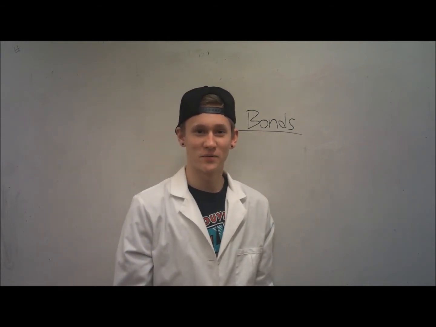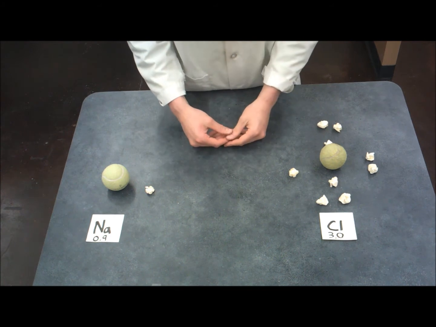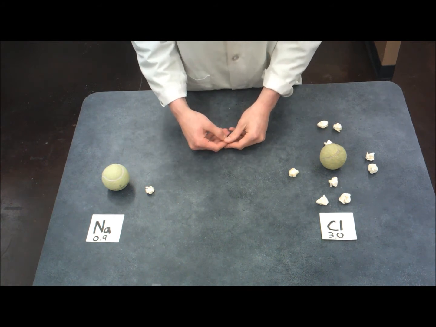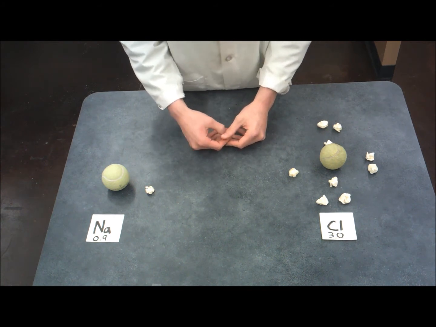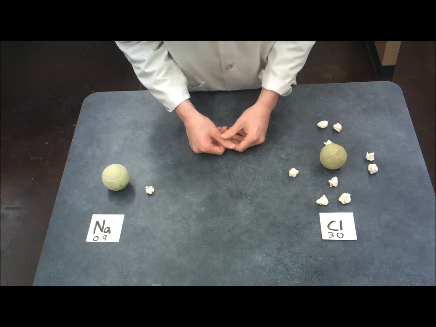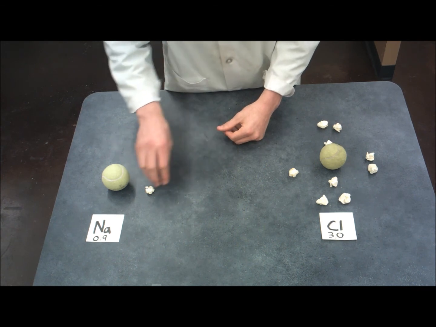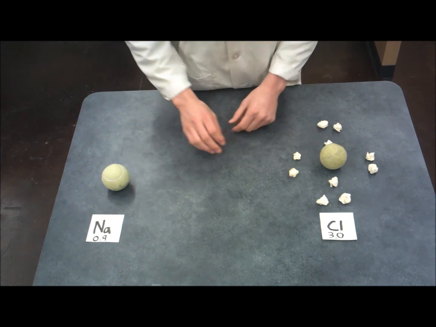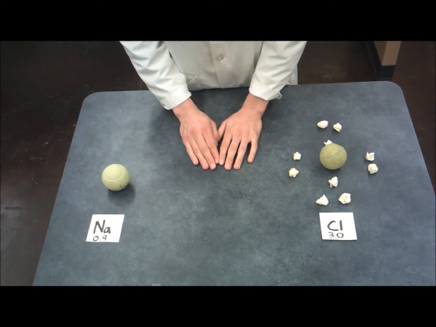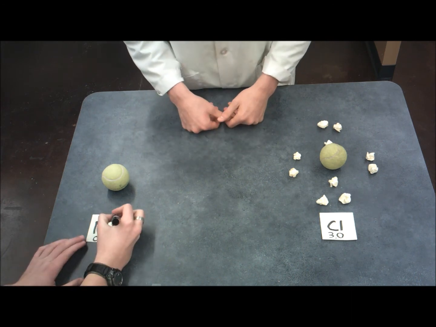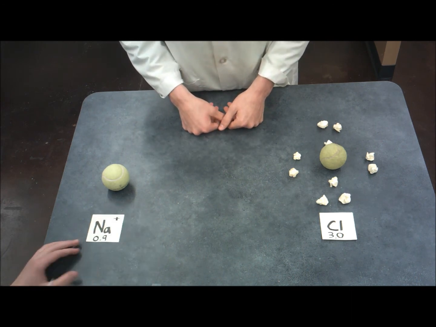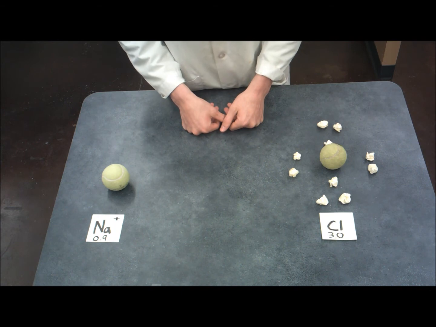Now let's go see an example of ionic bonding in real life. So in this ionic bond between sodium and chlorine, sodium wants to give away its electron and chlorine wants to gain an electron. Because of the large difference in electronegativity, the electron is completely transferred from sodium to chlorine, not shared. Now sodium is a positively charged ion, and chlorine is a negatively charged ion.